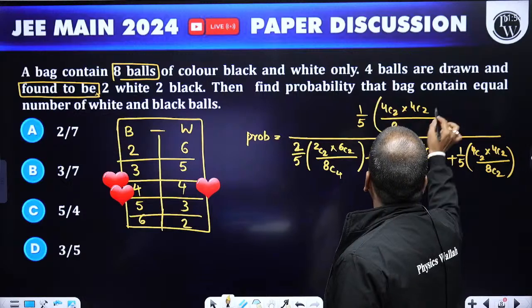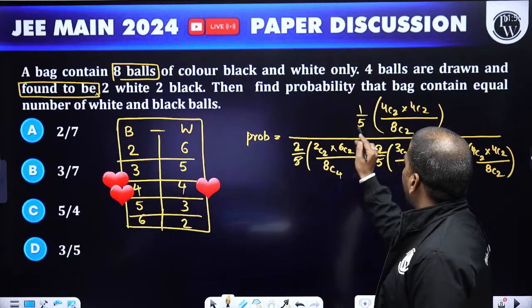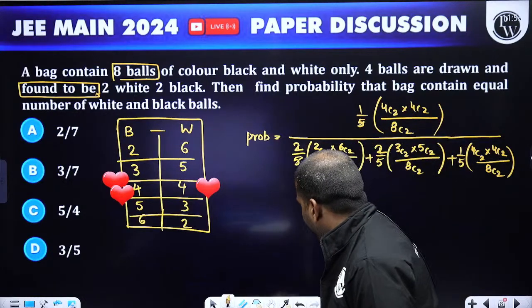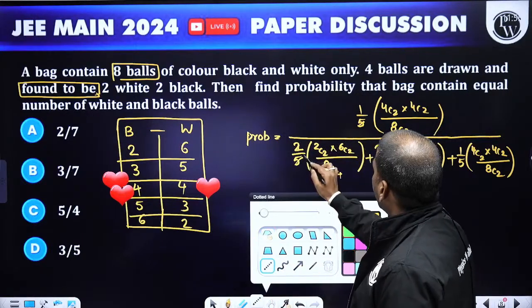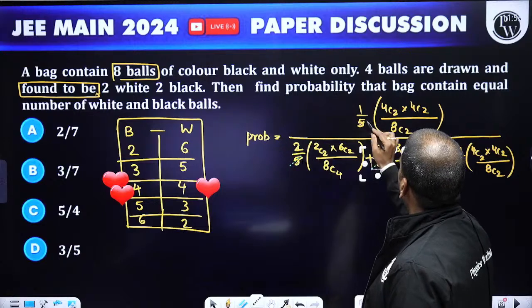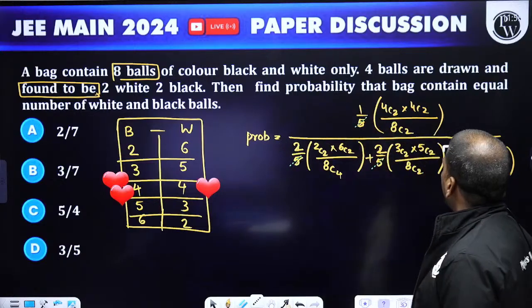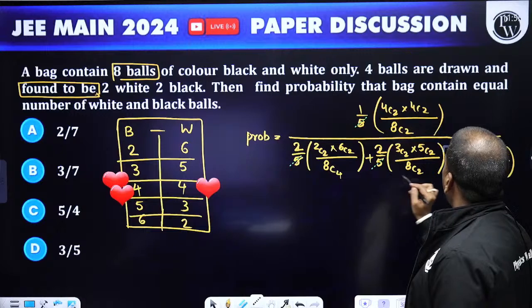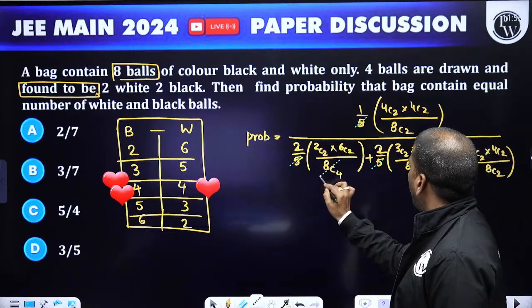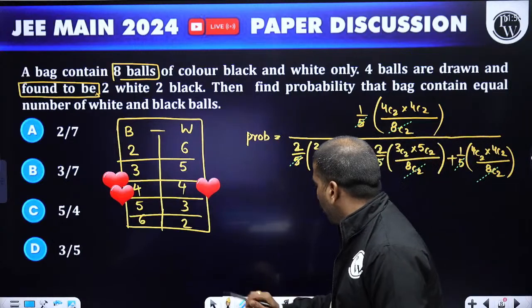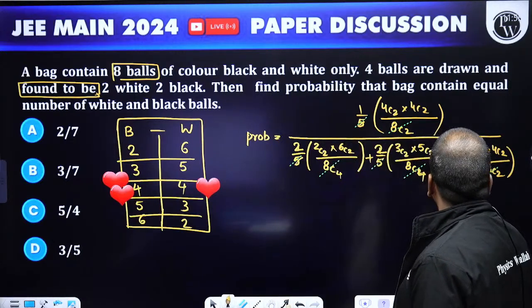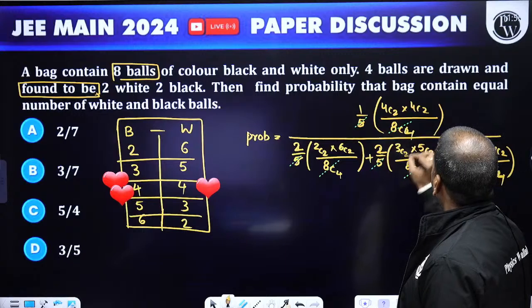Don't worry about these numbers. 5 will get cancelled first. Once you observe here, 5 will get cancelled: here 5, here 5, here 5. And 8C4 will get cancelled. Not 8C2, this is 8C4. All are 8C4s.